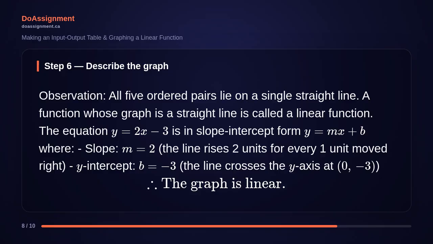All 5 points fall on a single straight line, which confirms that y equals 2x minus 3 is a linear function. The equation is in slope-intercept form, where the slope m is 2, meaning the line rises 2 units for every 1 unit moved to the right, and the y-intercept b is -3, meaning the line crosses the y-axis at 0, -3. Therefore, the graph is linear.